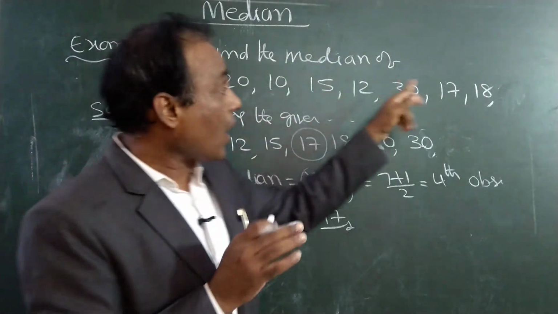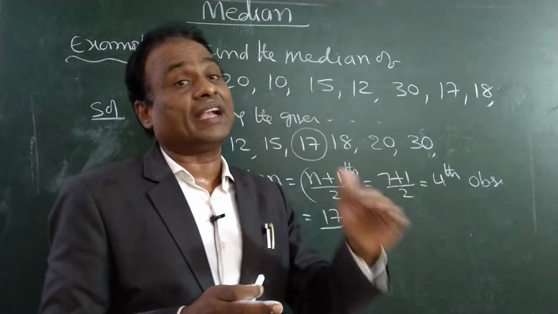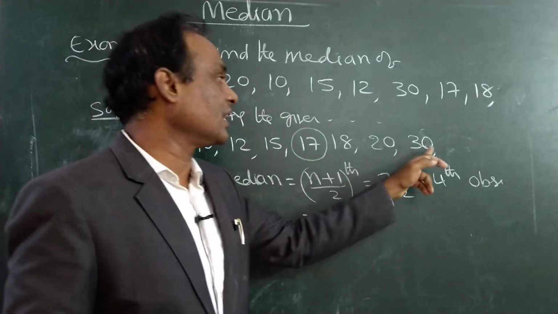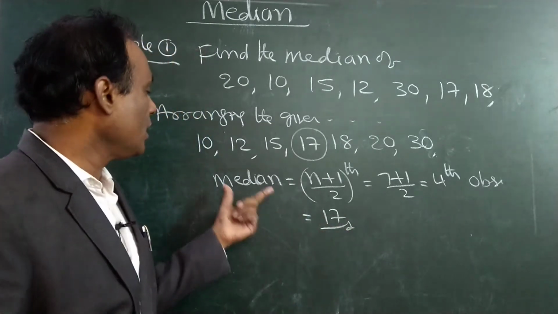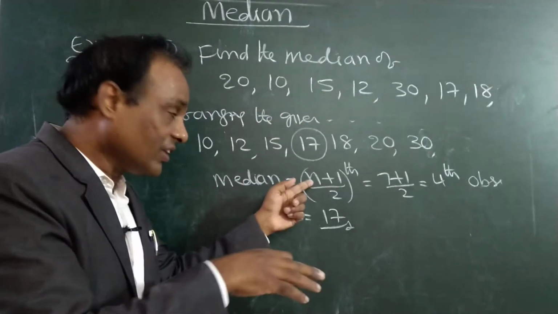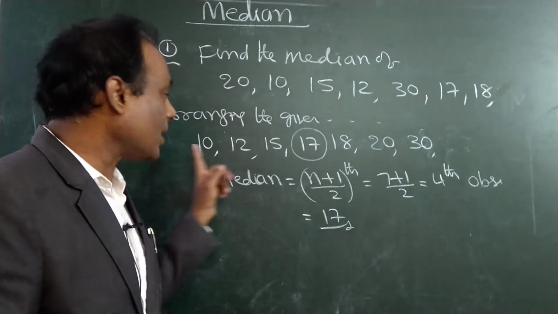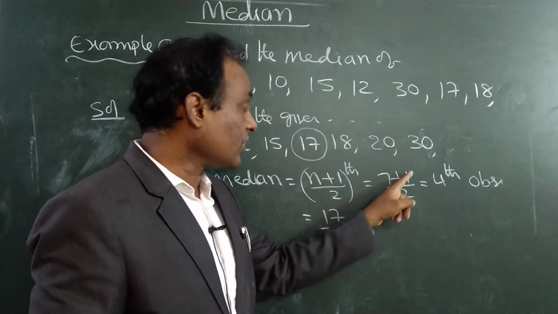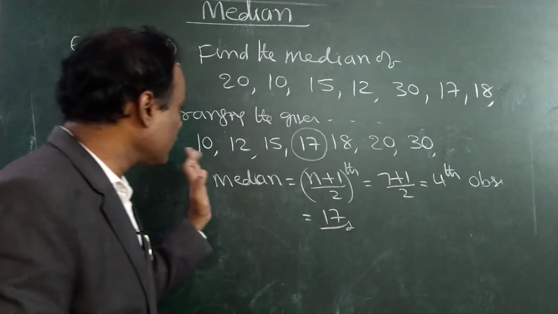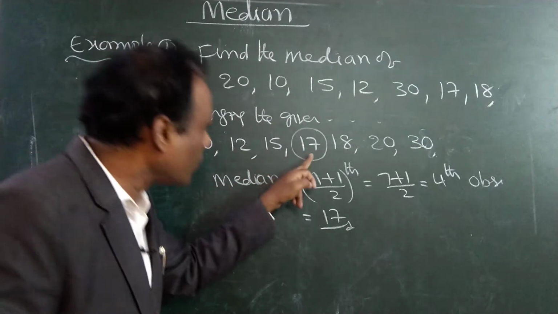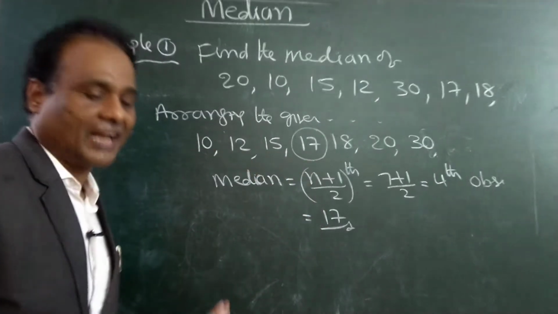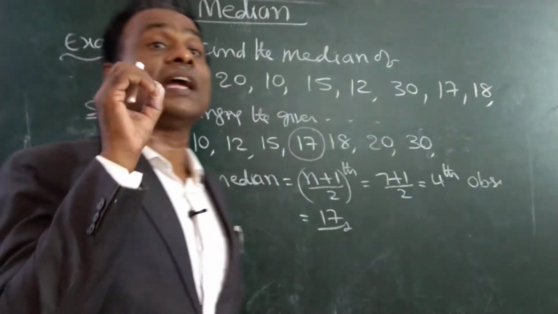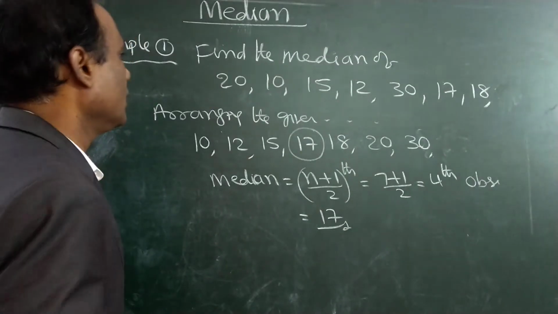If an odd number of terms, 3 terms, 5 terms, 7 terms, 9 terms, 11 terms, are given, arrange them in the ascending order, and the middle observation is the median. Or, as in the introduction, n plus 1 by 2, where n is the number of terms. 7 plus 1 by 2 is 4, the fourth observation from the beginning. First, second, third, fourth. Write out this example. So this is the procedure for finding the median for raw data. Next.